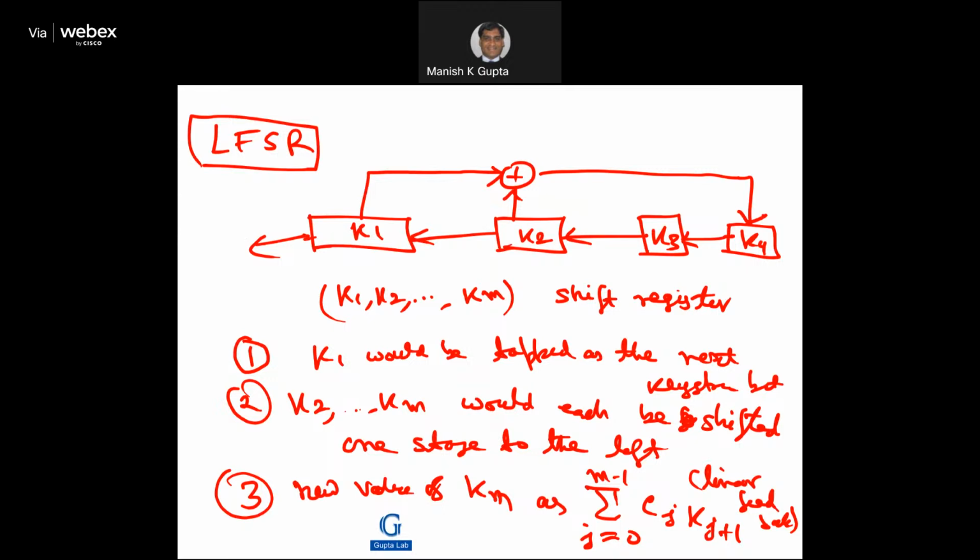So here k1, k2, ..., km is the initial state. k1 would be output as the next key stream bit, and k2 to km would each be shifted one space to the left, and the new value of km is given by the summation, sum over j equal to 0 to m minus 1 of cj kj plus 1. So this is the technique of LFSR.